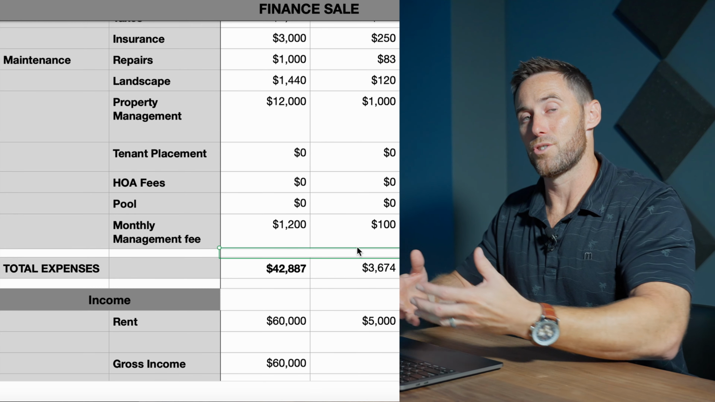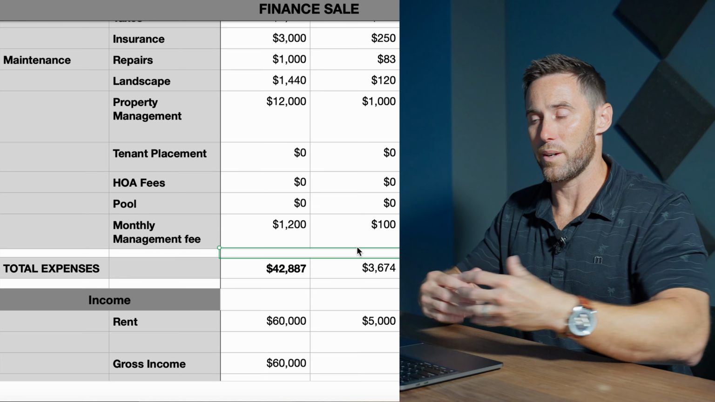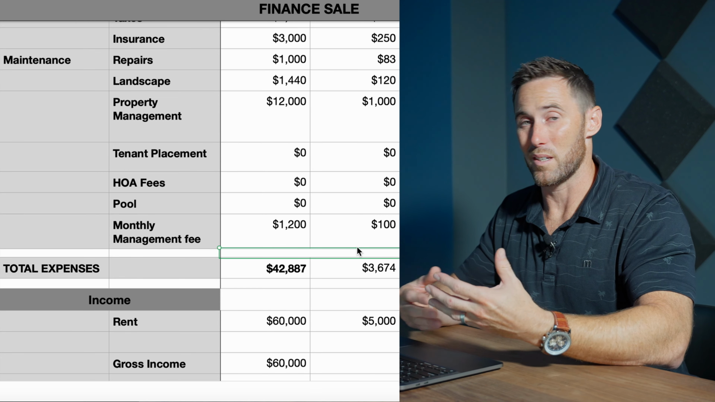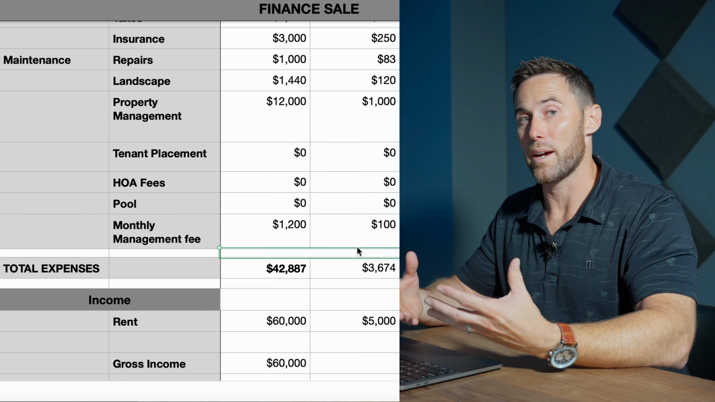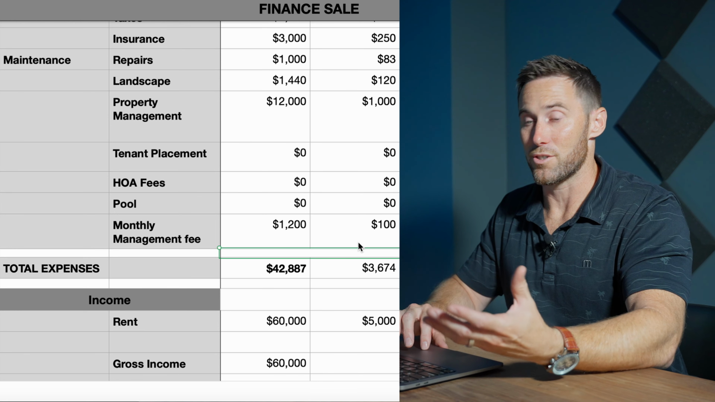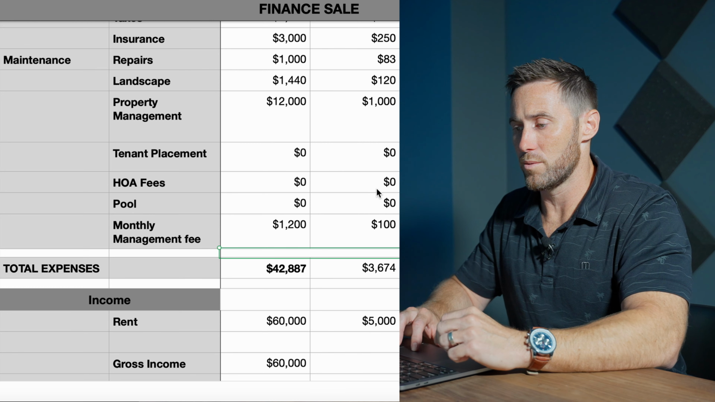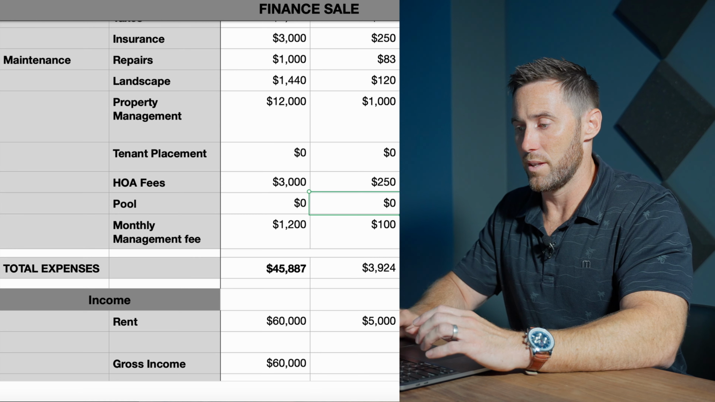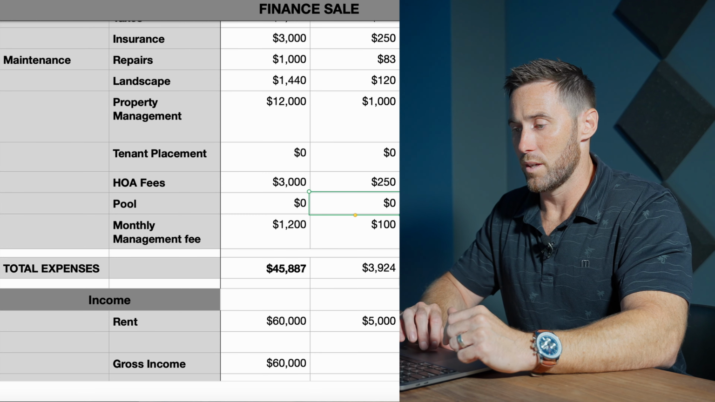And then usually these short-term rentals, especially in the Orlando area like here, they're in an HOA community that also has like a pool or some type of amenities to attract the short-term rental vacationers. So we're going to assume there's an HOA fee of, let's say, $250 a month, which would be fairly low.